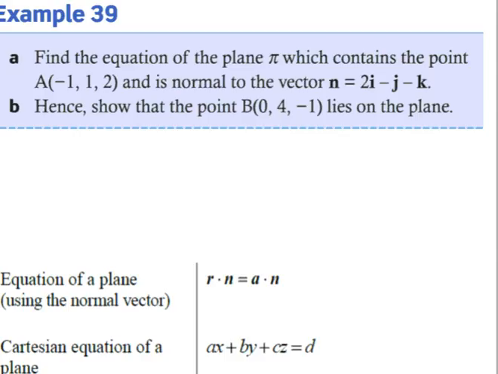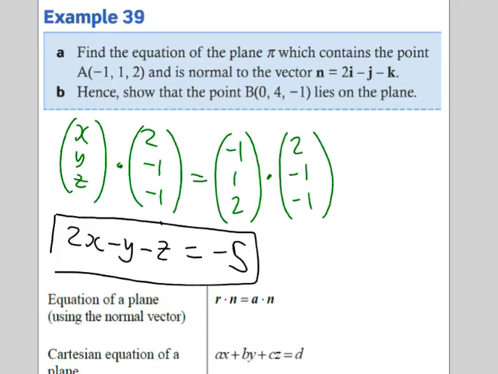So if we see an example here, example 39: find the equation of the plane pi, which contains the point A (minus 1, 1, 2), and is normal to the vector 2i minus j minus k. You could pause the video here for a moment and try to figure that out. It's pretty easy. Pause. And here's what you should have had. There's the Cartesian form of the plane.